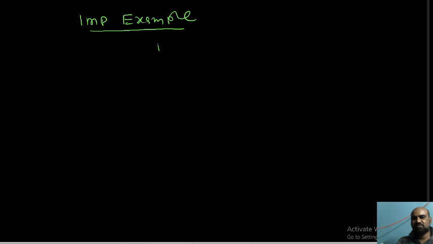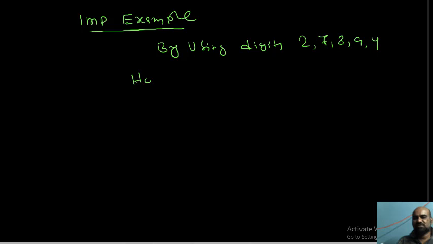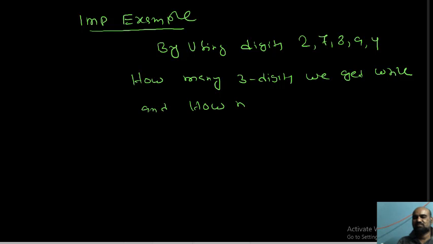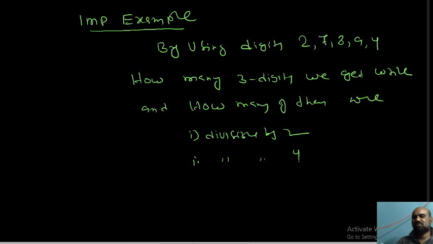Listen, by using the digits 2, 7, 8, 9, 4, how many 3-digit numbers can we write, and how many of them are divisible by 2, or how many are divisible by 4. So this is an interesting question.